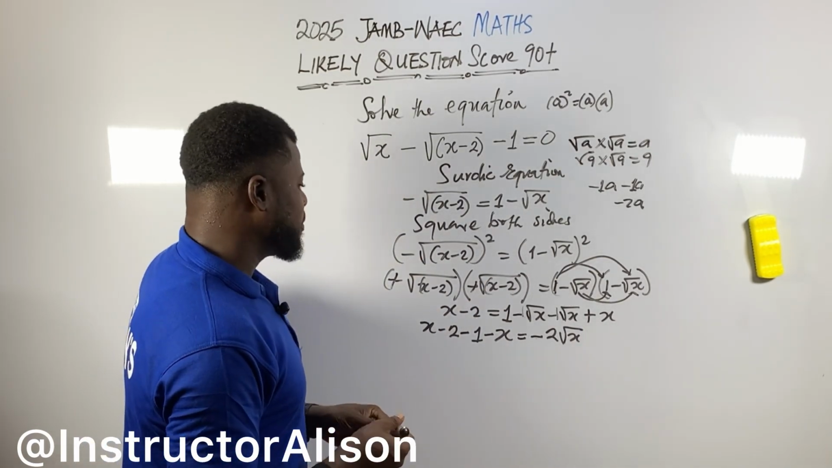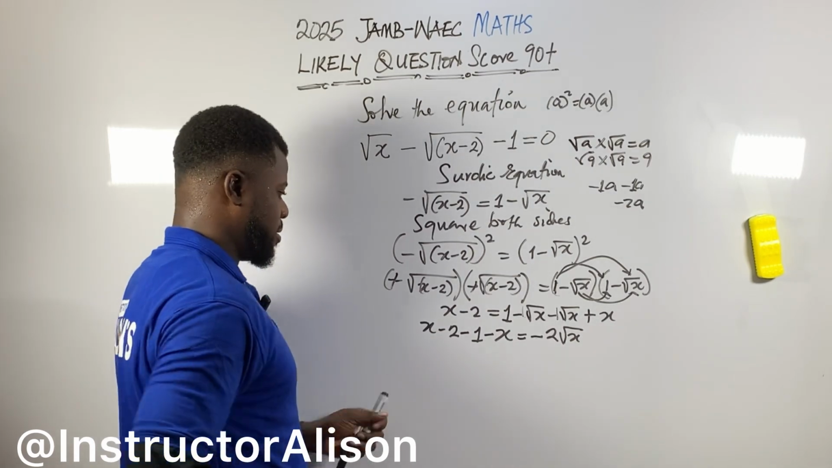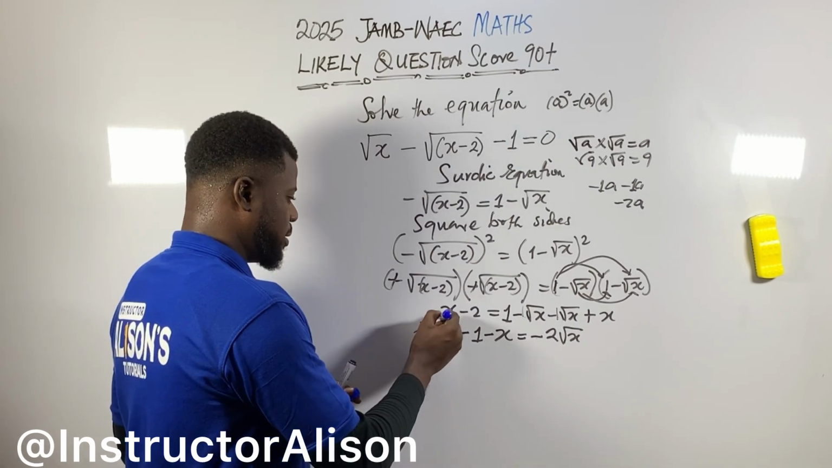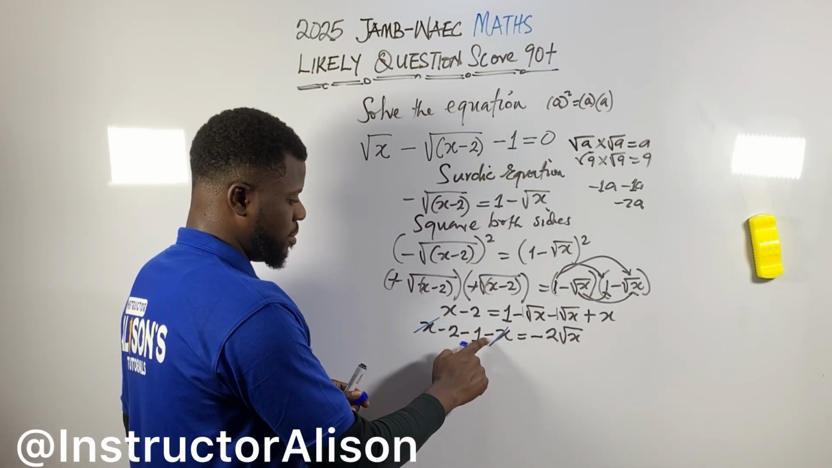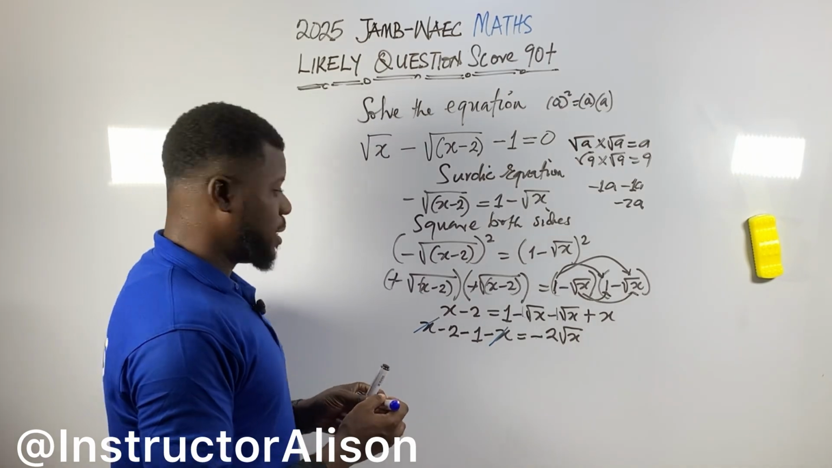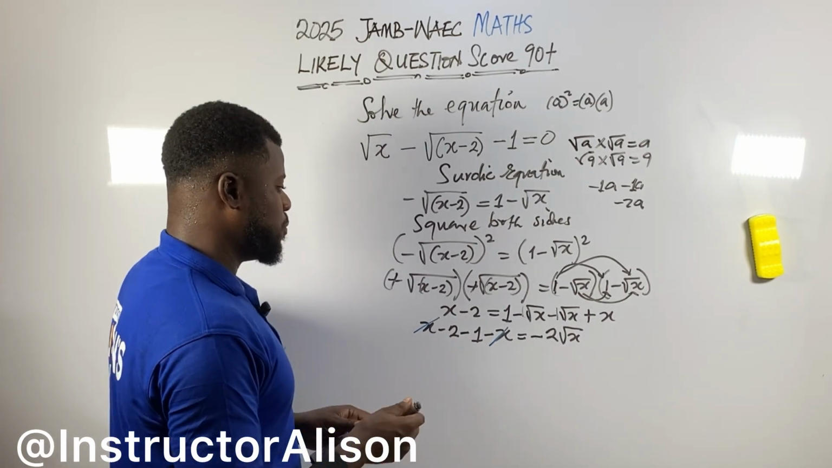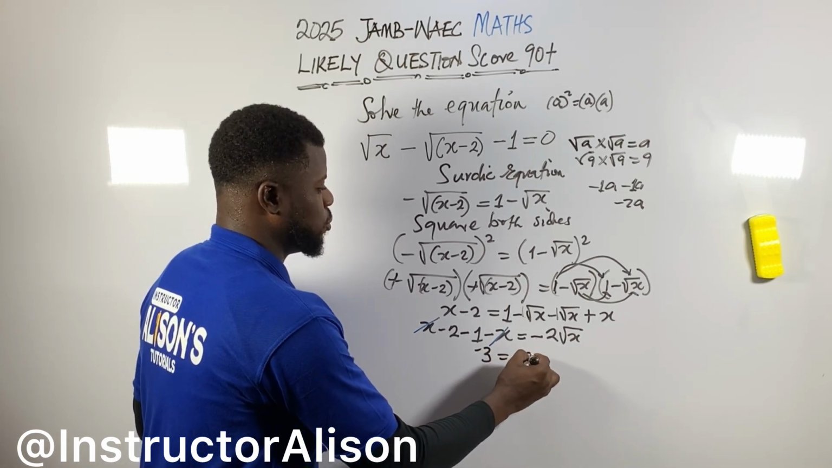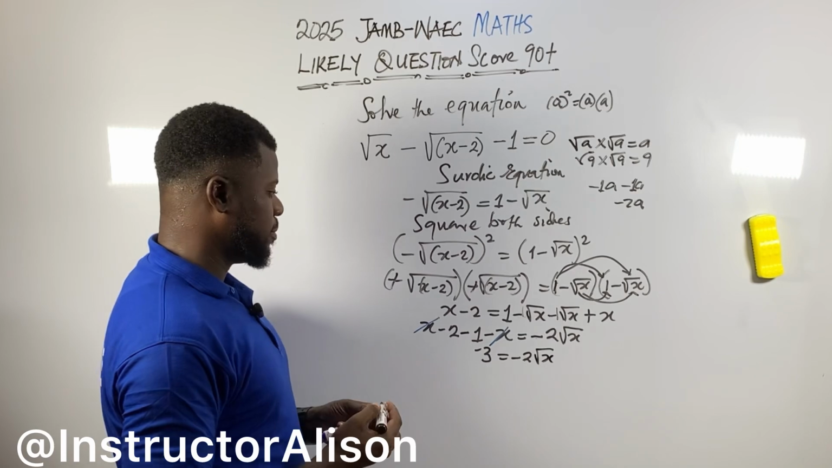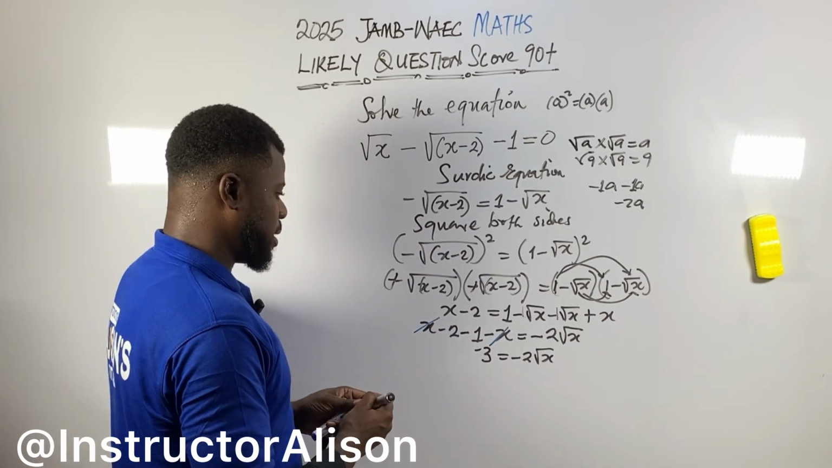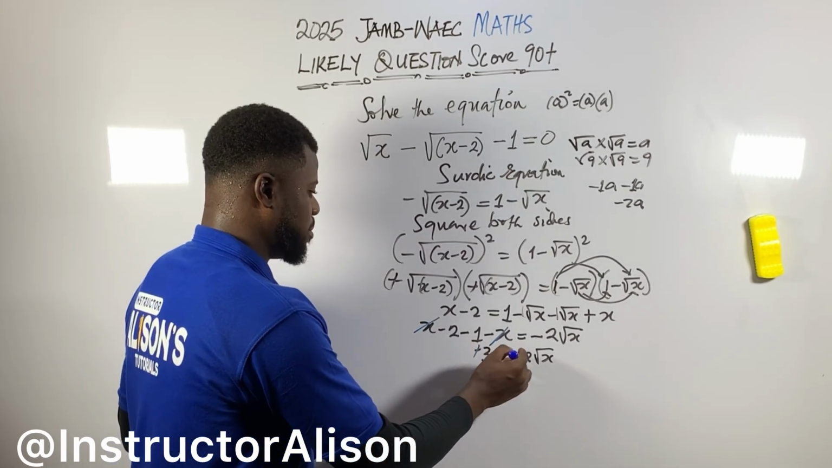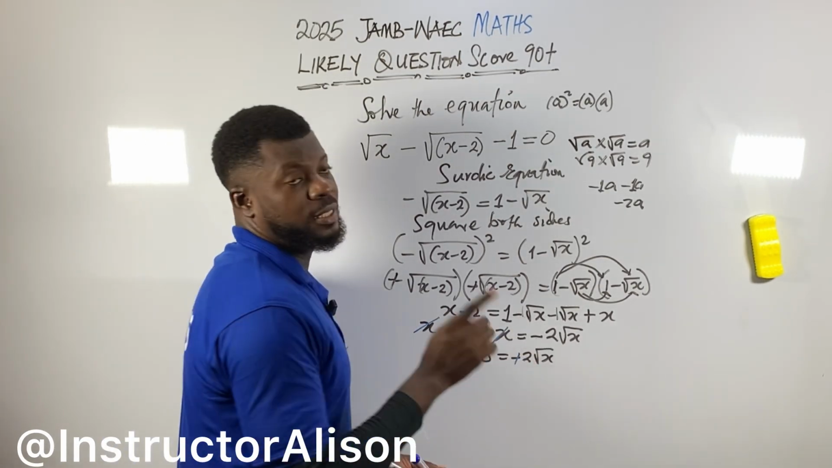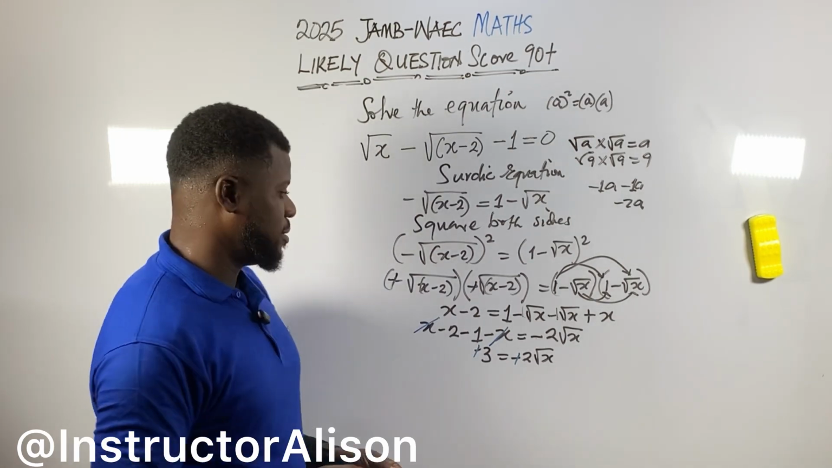So what's going to happen here? It also says x minus x is 0. See, x will cancel out with x because x minus x is 0. Then minus 2 minus 1 will give you what? Minus 3. Minus 3 equal to this one will give you minus 2 root x. Minus and minus will cancel out. What remains is 3 equal to 2 root x. Keep in mind, we look for x, the value of x.